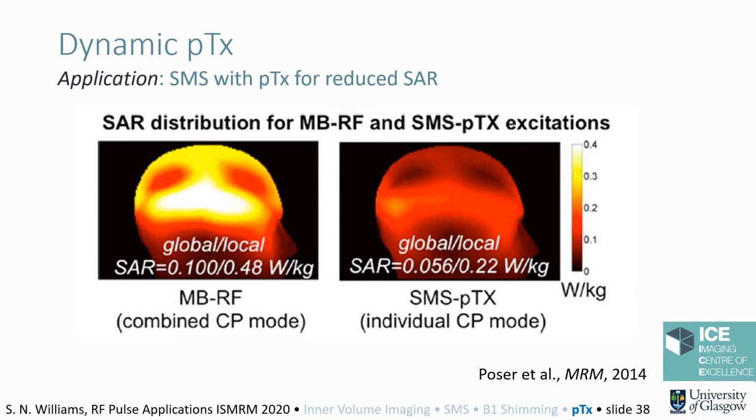Parallel transmit can also be integrated into other RF pulse design applications we've discussed today. For example, in this paper by Ben Poser et al., they combined pTx with SMS. The interesting result here is that in the SMS pTx approach, the transmit sensitivity of the coil is exploited such that the total SAR is less than the single transmit equivalent.